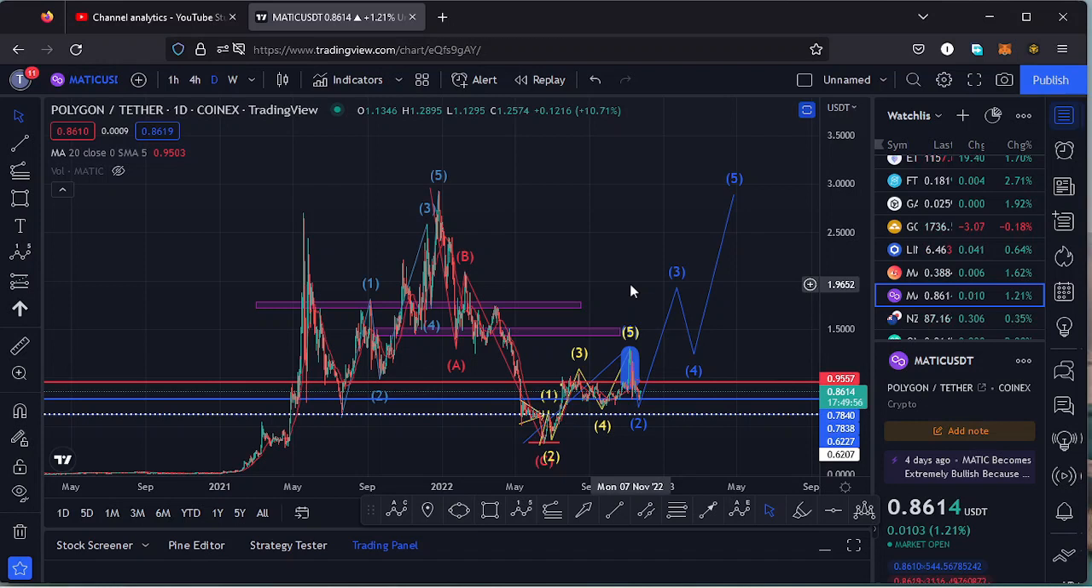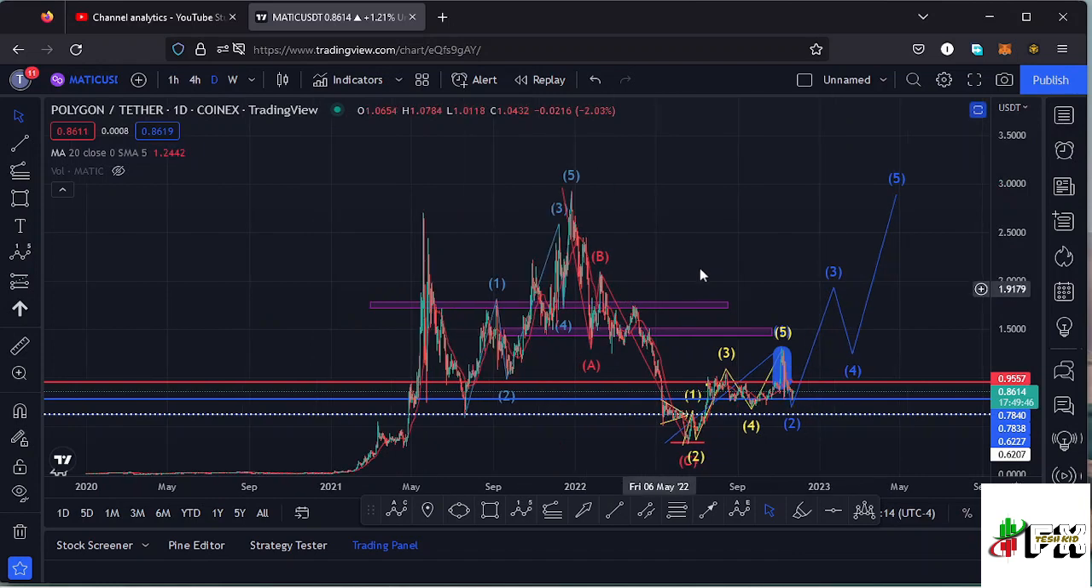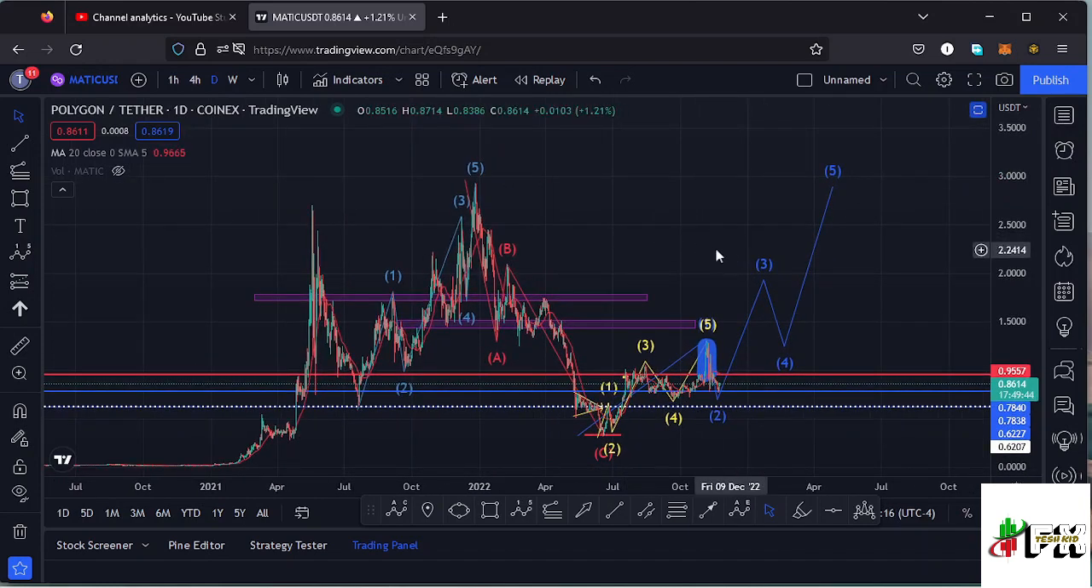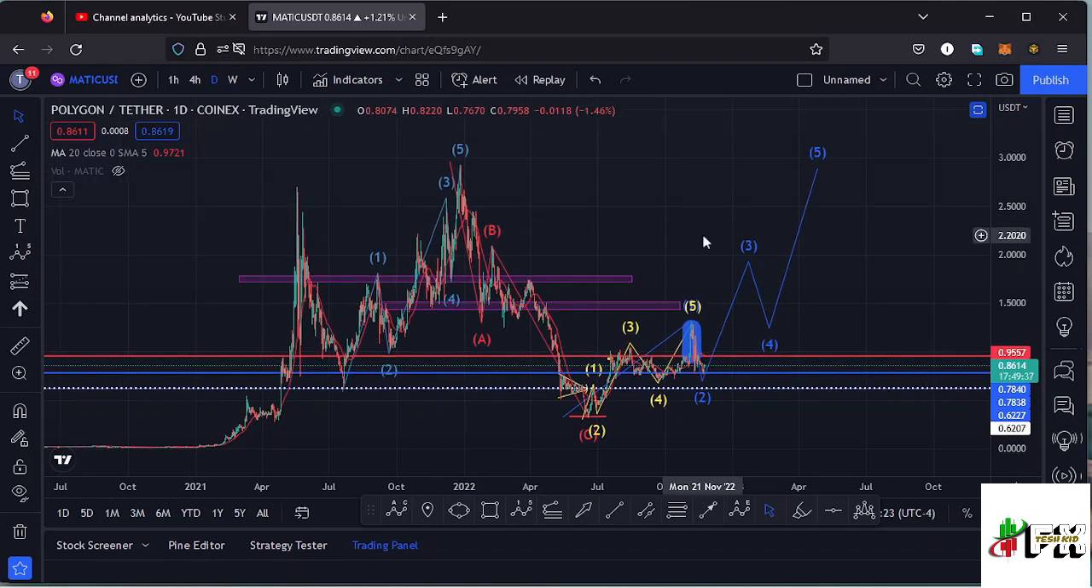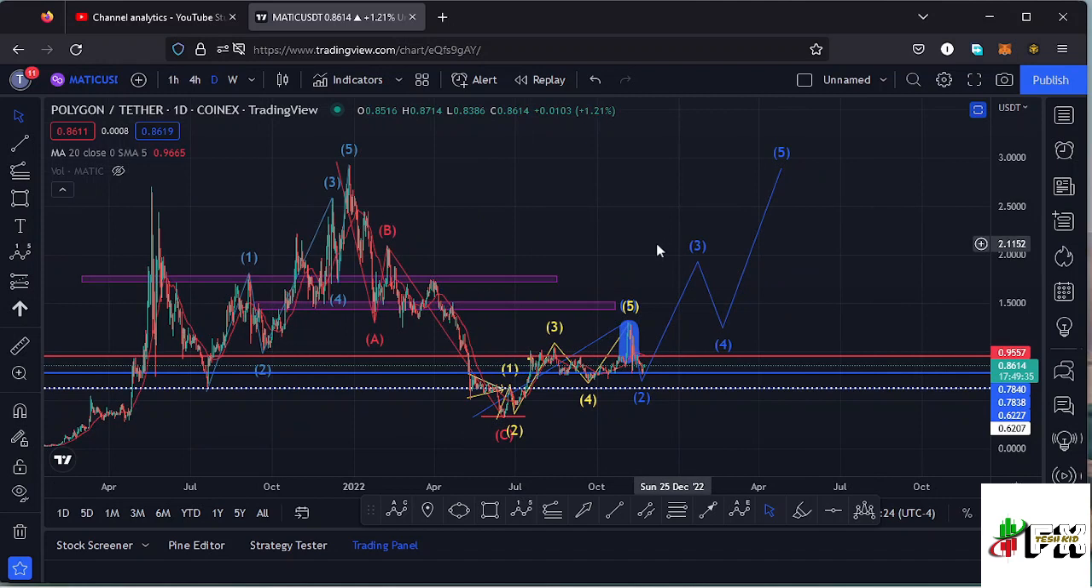I'll be giving you a price prediction update on Polygon Matic, whose current price stands at the $0.8614 mark, and here on TradingView the market is up by 1.21%. In this video I want to give you the key scenarios that I expect to play out, basing my analysis on the Elliott wave structures, the Fibonacci's, and also the key areas of support and resistance. And I'll kickstart the video by giving a brief of what has been happening on this chart.